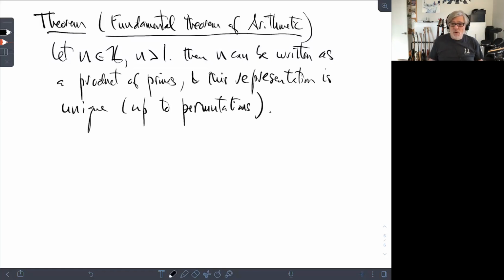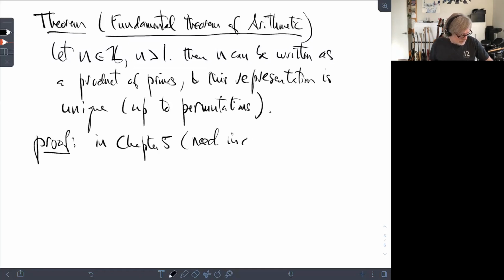You might see now why it is inconvenient to have 1 be a prime number, because it would destroy this theorem. If you allow 1 to be prime, then you can multiply 1 by itself any number of times. So this is destroyed. It's not true anymore. So it is not convenient to have 1 as a prime. Okay. Now the proof, and you're going, oh no, not a proof. But I can't prove it right now because the main ingredient is induction, which we will see in chapter 5.